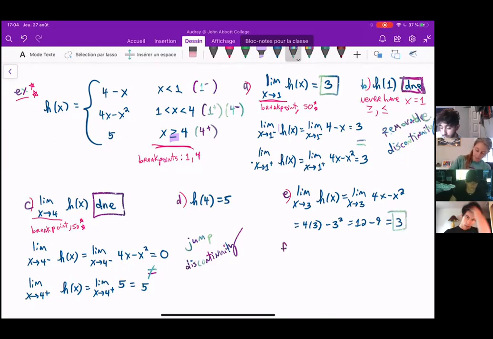And what about h of 3? It's going to be the same thing. You got it. It's also going to be 3. Is this continuous at x equals 3? Yeah.